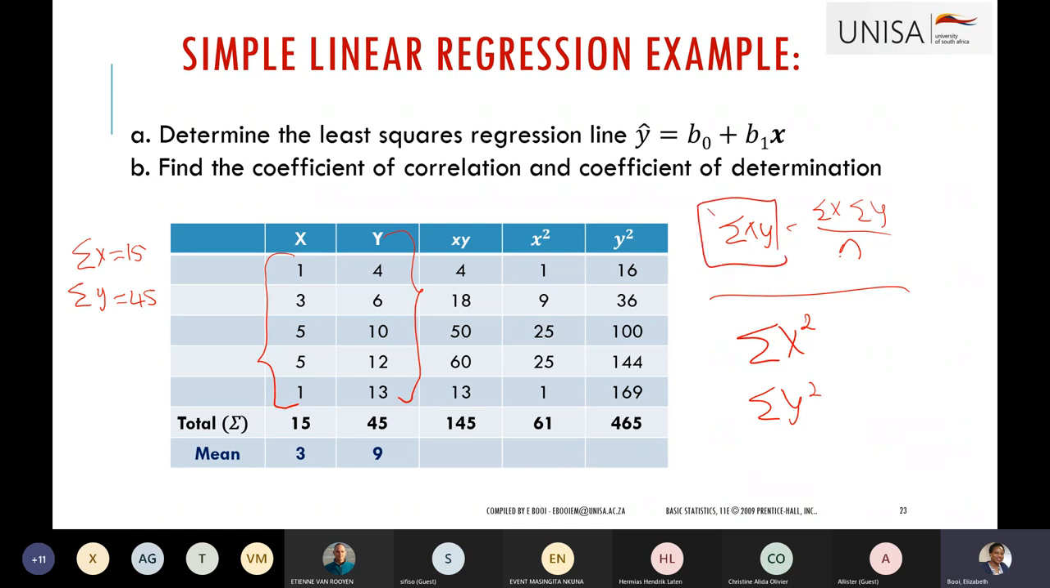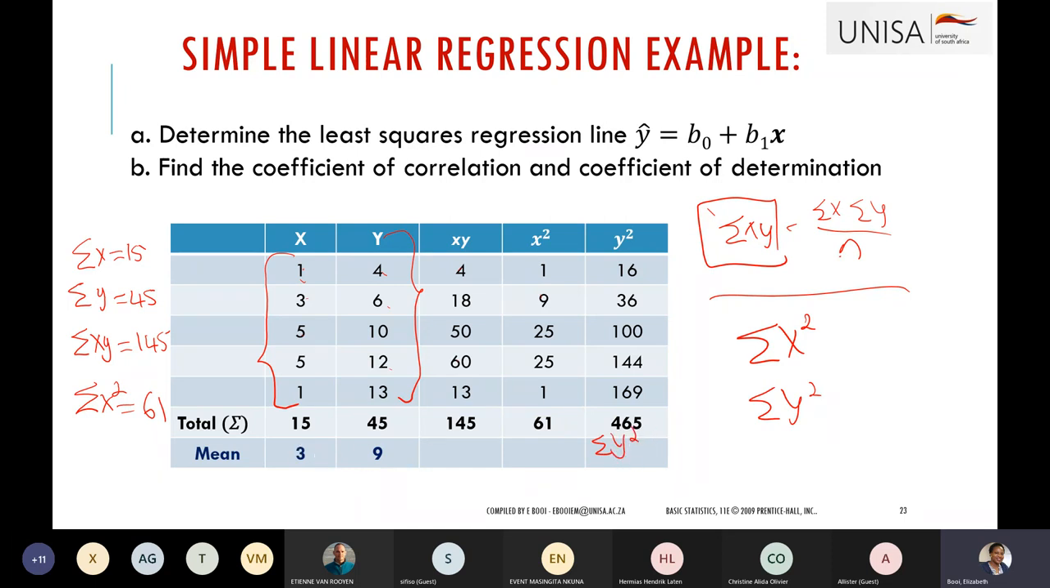To calculate the summation of x and y, which means the summation of the product of x and y, it is not 15 times 45. It is 1 times 4, 3 times 6, 5 times 10, 5 times 12, and so on. When we add all of these values, the summation of xy gives us 145. The summation of x squared is not 15 squared. It is 1 squared, which is 1, 3 squared, 9, like that. You do all of them, and when you get to the summation of x squared, you get 61, and so forth. So this will be the summation of y squared.